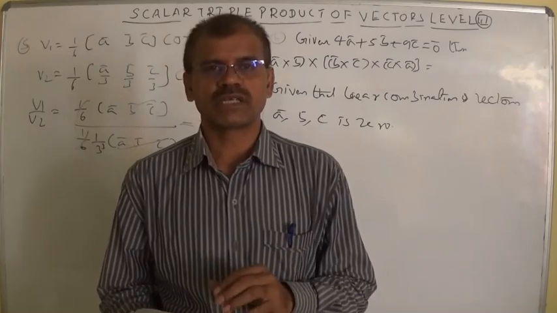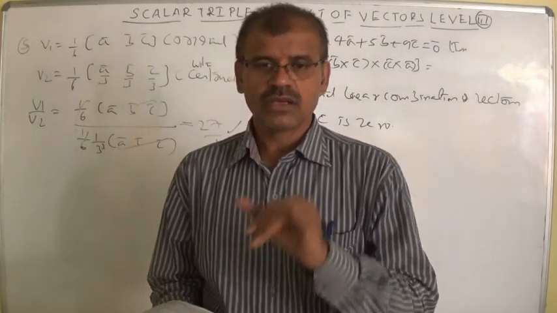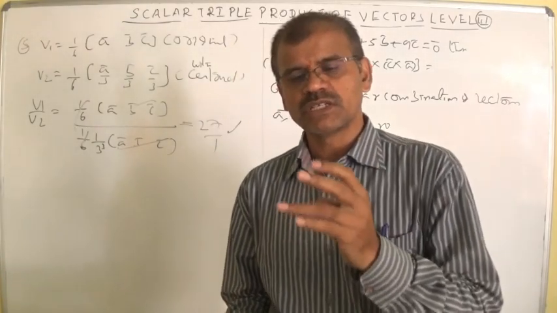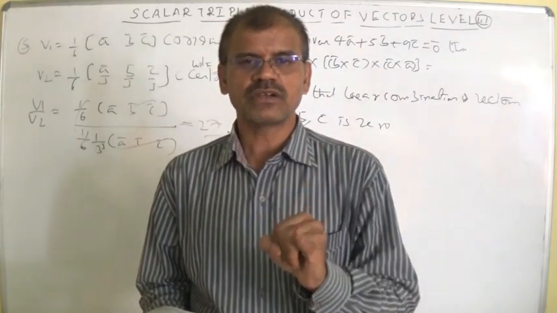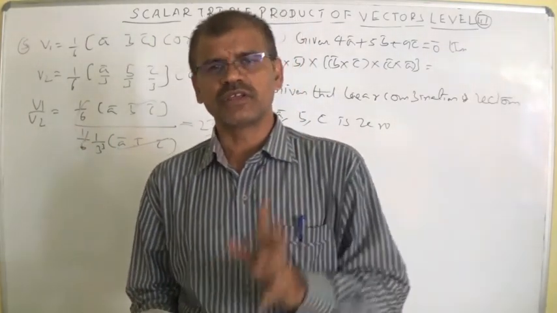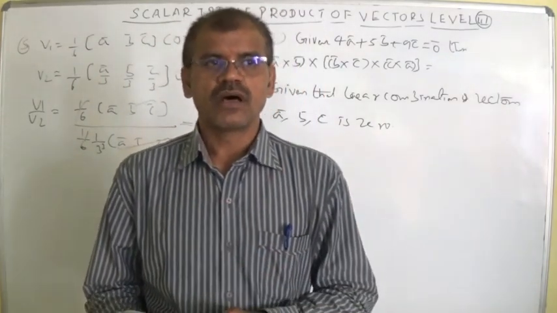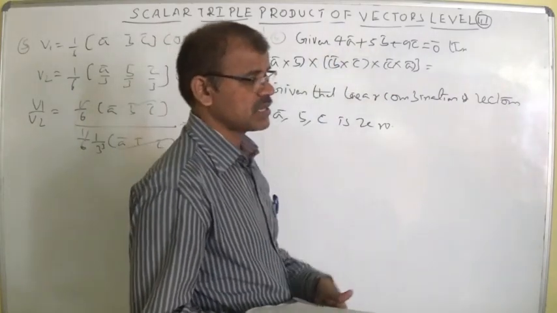R bar is equal to XA bar plus Y B bar plus Z C bar equal to 0. If A, X, Y, Z are non-zeros, they are said to be linearly dependent or coplanar or collinear. See here, 4 is not equal to 0, 5 is not equal to 0, 9 is not equal to 0.